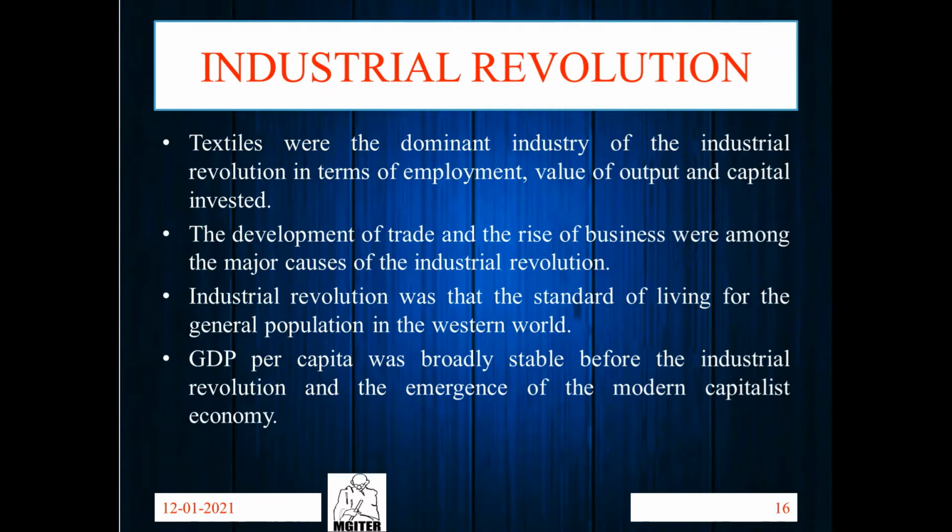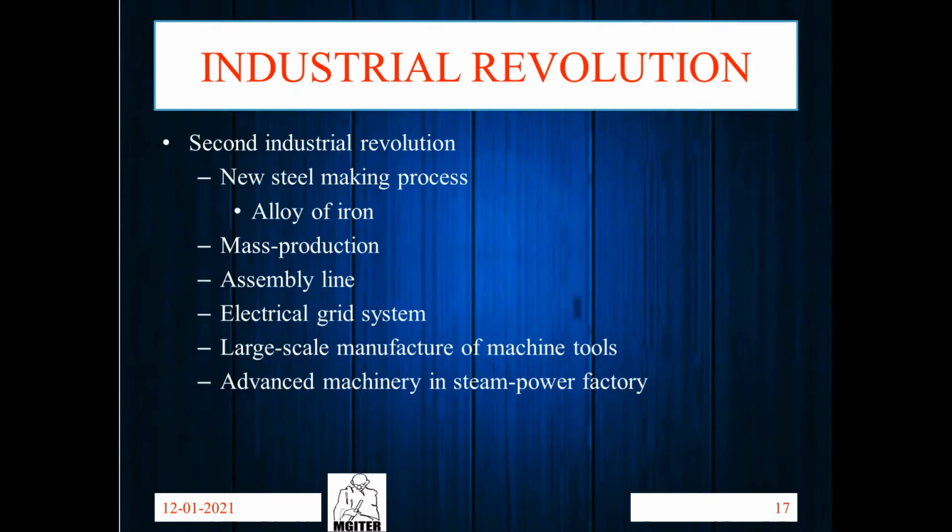Then after, the second industrial revolution. So in this chapter we learn about three industrial revolutions: first, second and third. First and second are mostly near to each other. In the first industrial revolution we discover the steam engine and iron. But in the second industrial revolution we discover steel. Right? We discover steel, and mass production started.